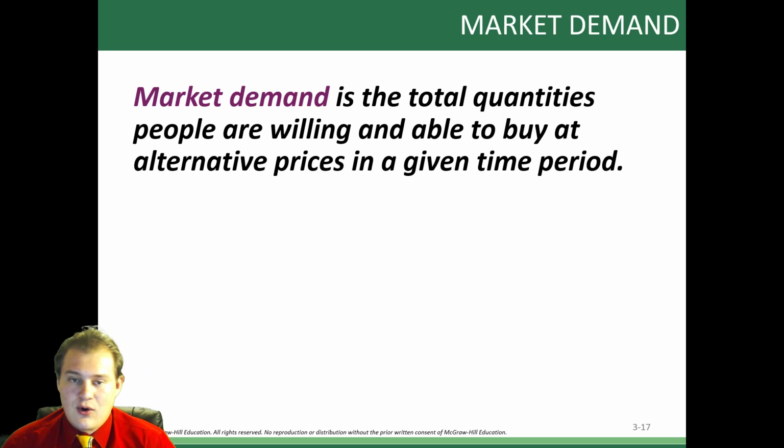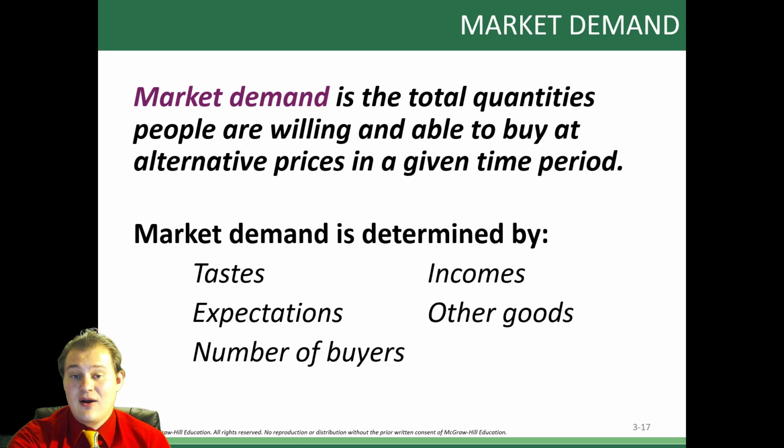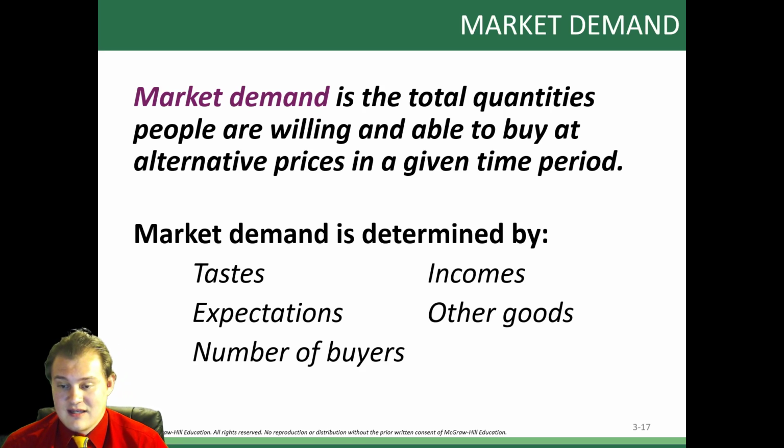Market demand is the total quantities people are willing and able to buy at alternative pricing and time. Market demand is determined by tastes, incomes, expectations, other goods, and also number of buyers, okay? If you have a market and all of a sudden you have a lot more buyers enter the market, that's going to also push up demand because there's more people there to buy in general, okay?